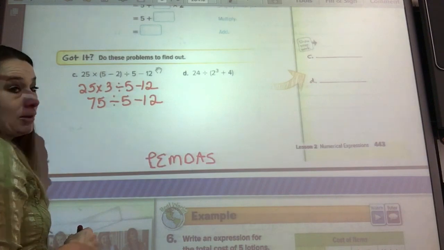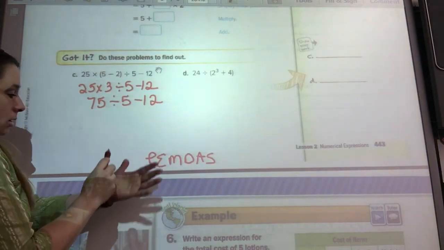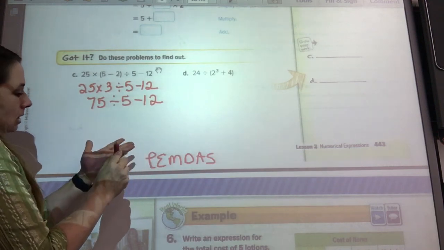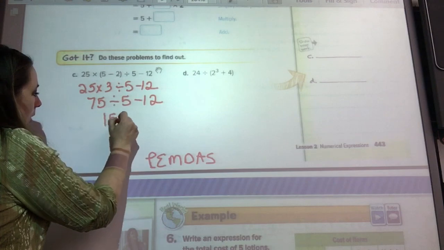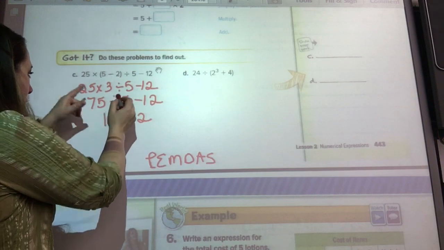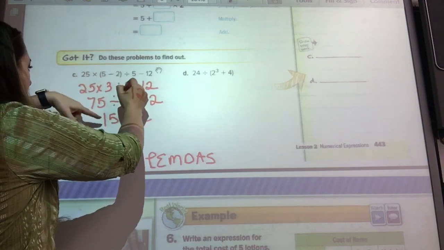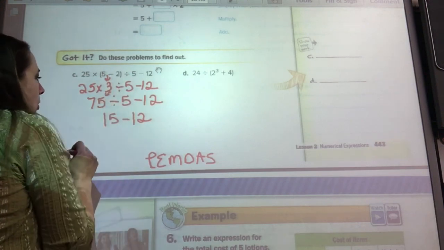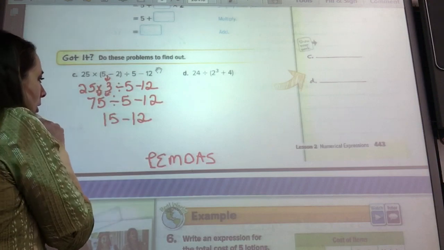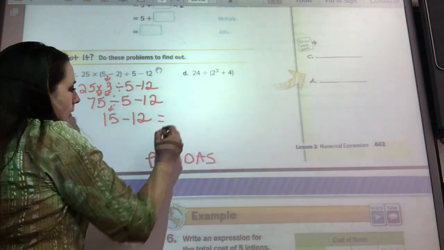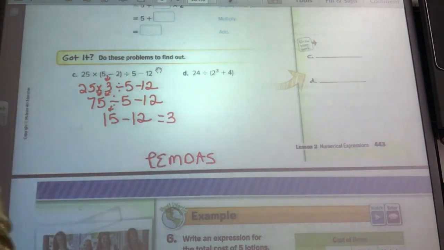Okay, now we can divide 75 divided by 5. So 5, 10, 15, 20, 25, 30, 35, 40, 45, 50, 55, 60, 65, 70, 75. So we get 15 minus 12. Everything that I eliminate came down here. So the parentheses came down to here. Then the multiplying came down to there. Then the division came down to there. Now subtraction, 15 minus 12. Your final answer of all that mess would be 3.